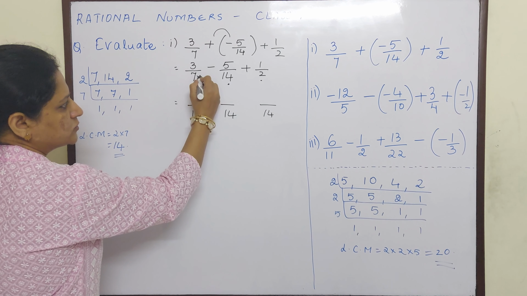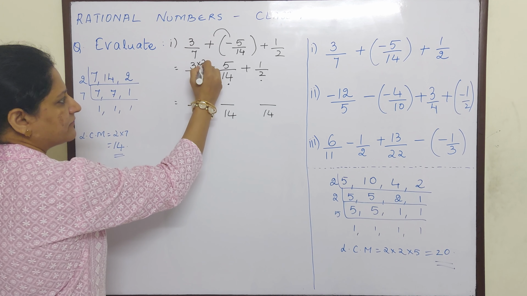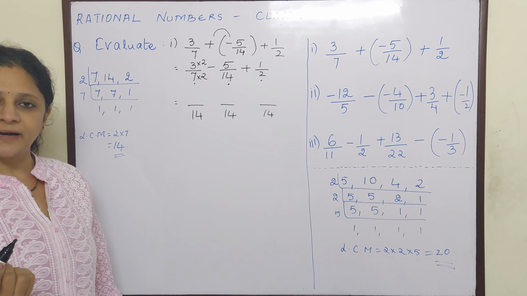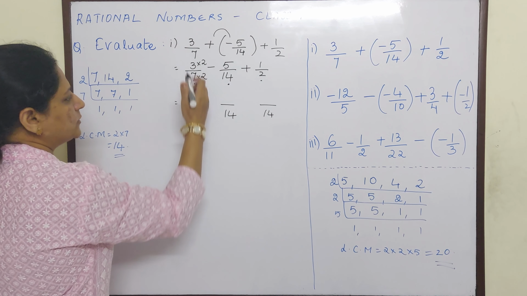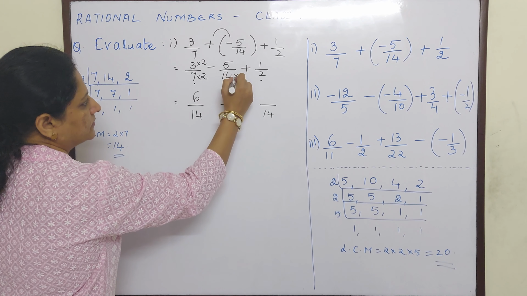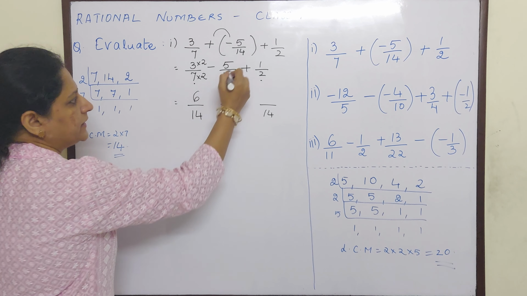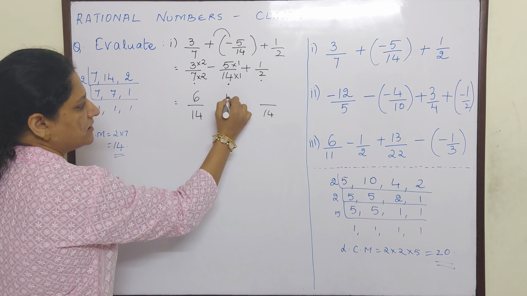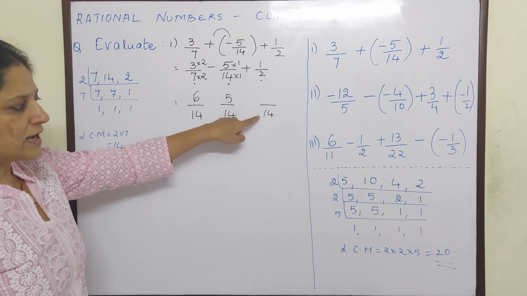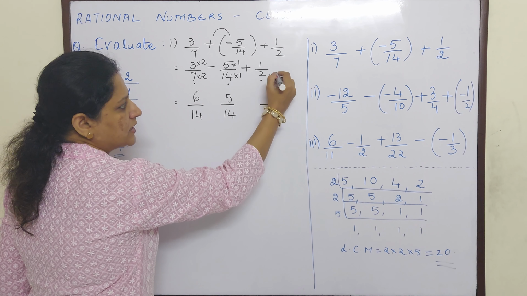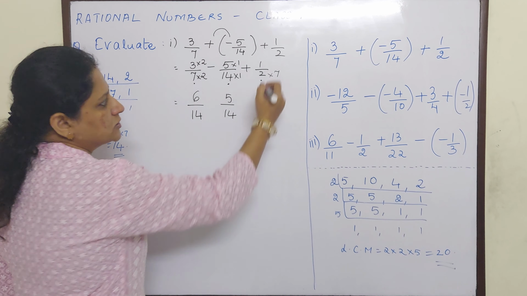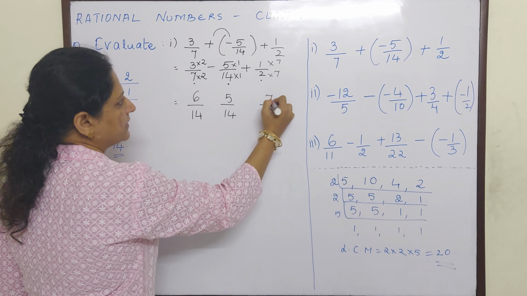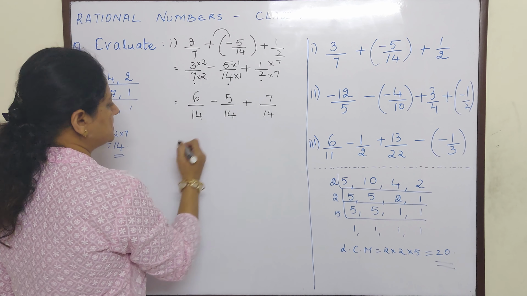Now 7 twos are 14. That means the numerator also has to be multiplied by the same number. 3 twos are 6. 14 ones are 14, so 5 ones are 5. Now here 2 has become 14, which means 2 has been multiplied by 7, so 1 into 7. And the signs will remain as they are.